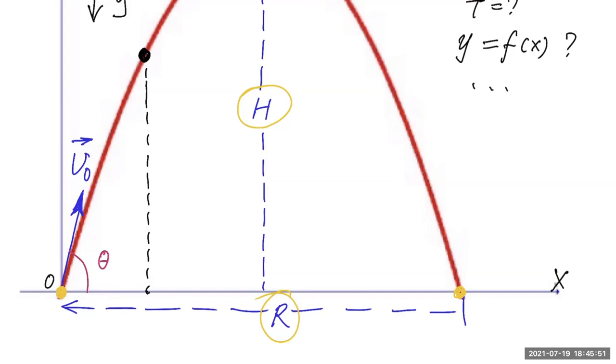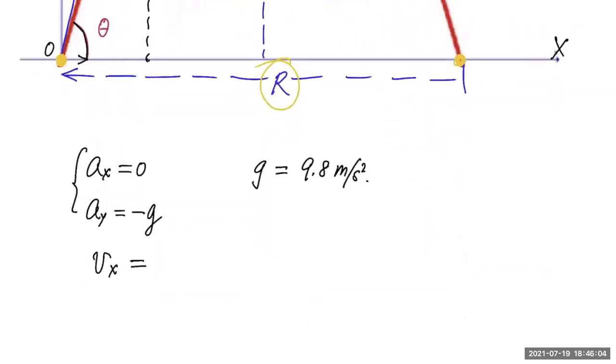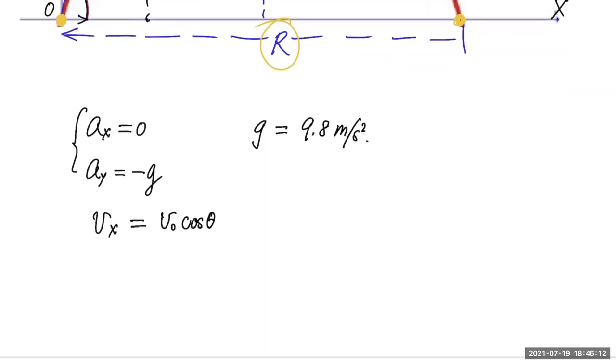What is the initial velocity in the x direction? Well, you have v naught and you have this angle theta. The initial velocity is the component along the x direction. So the initial velocity in the x direction is v naught times cosine theta. That is the initial value, and this number will not change because there is no acceleration to change it. So that's it.